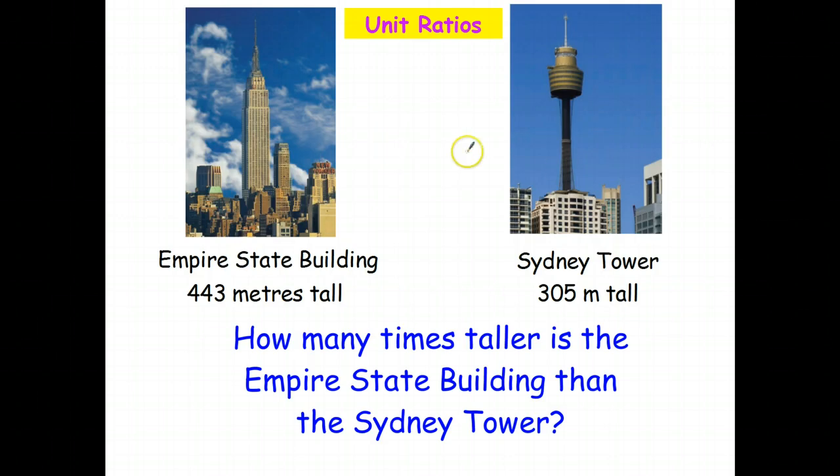Okay, here we have two pictures. This is the Empire State Building in New York City, which is 443 meters tall. And here's a picture of Sydney Tower in Sydney, which is 305 meters tall. And the question is, how many times taller is the Empire State Building than Sydney Tower? And I suspect a lot of you could probably answer that question without me teaching you that. But let's go ahead anyhow, and I'll show you what we're going to do.